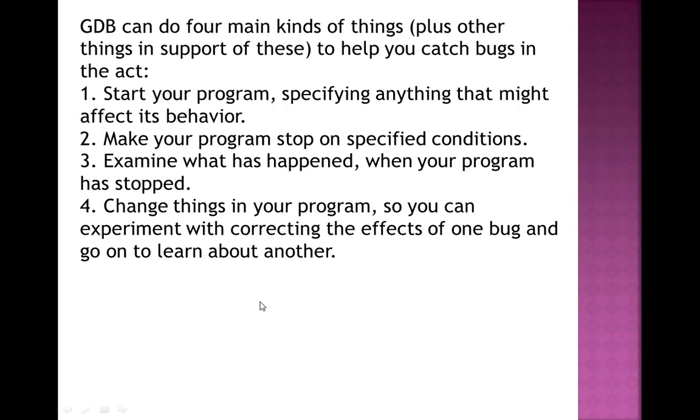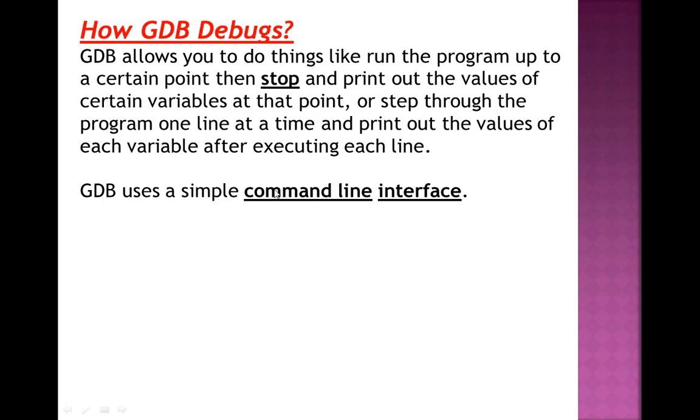Then we also studied the 4 kinds of main support that are provided by GDB. First of all, it starts your program, specifying anything that might affect its behavior. Then it makes your program stop on specified conditions. Then it lets you examine what has happened when your program has stopped. Then you can change the program if there is any requirement for changing it. That is also done by the GDB debugger.